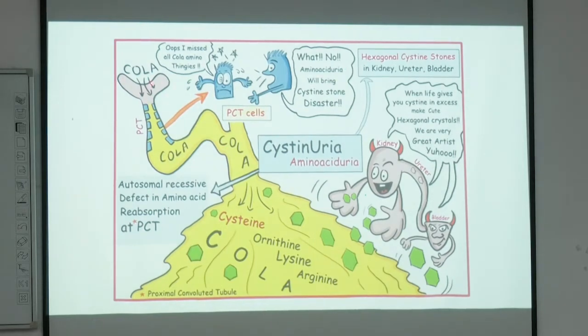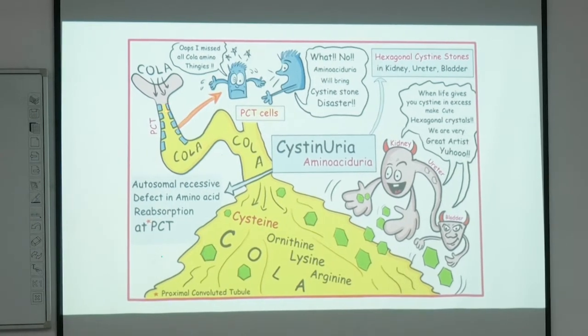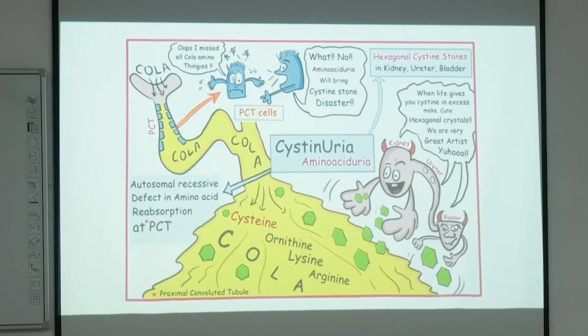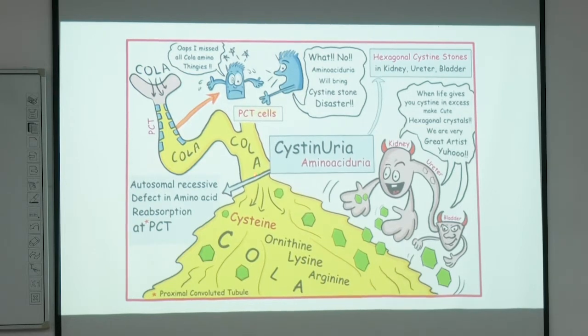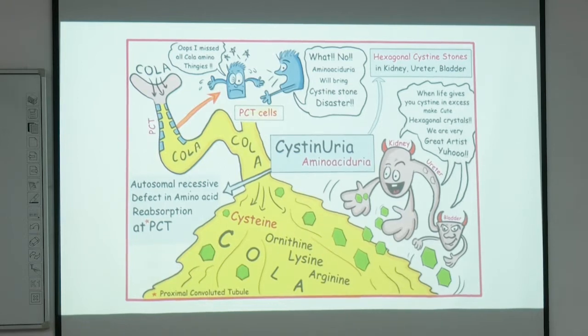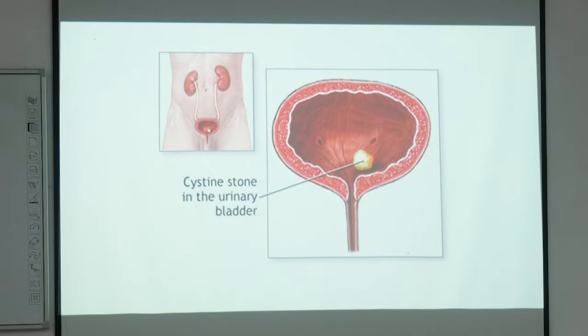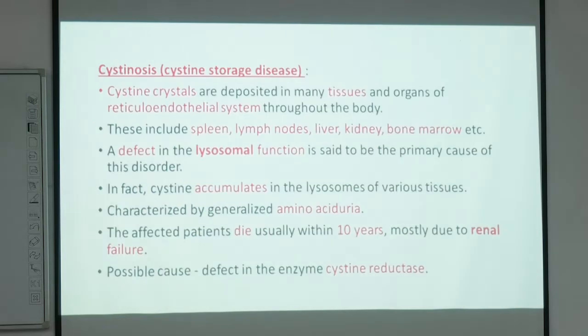So here in the glomerulus, they are getting filtered. In the proximal convoluted tubule, they are not getting reabsorbed back. So they are excreted. And in the process, in the urinary tract, they are forming crystals. So this is a picture of a urinary bladder containing a cystine stone. So this is cystinosis.